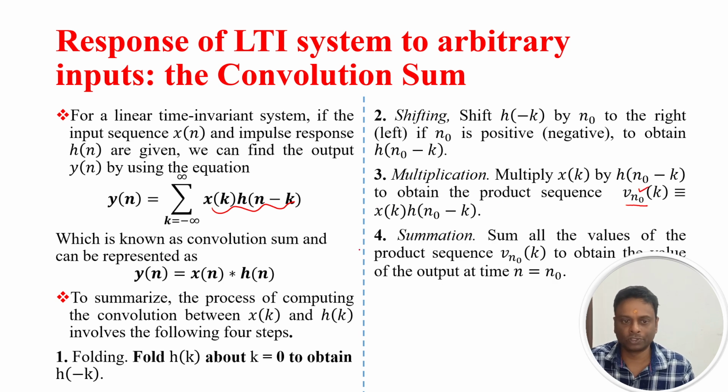Next, sum all the values of the product sequence to obtain the output at time n equal to n0. So this is how we can obtain the convolution sum. This is the formula for finding the convolution sum, and these are the steps. In the next class, we'll see with some examples how the convolution can be done if the impulse response h of n and the input sequence x of n are given to you.